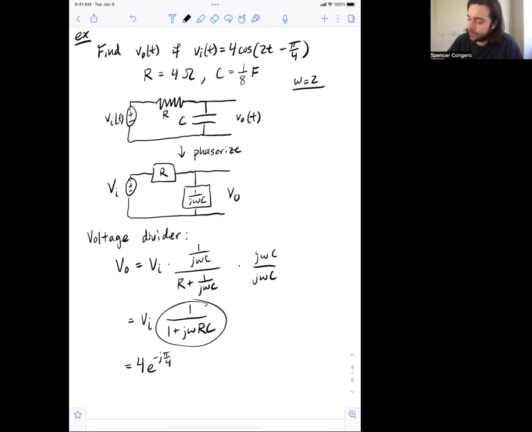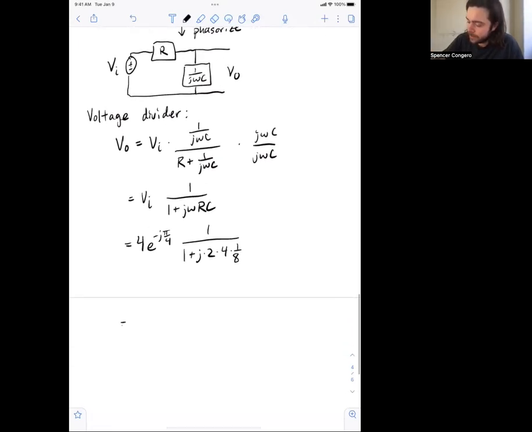And now what do I get for this expression here? Well, I'm going to have 1 over 1 plus j. Okay, and now what's omega? Well, it's 2. You can see where the omega even shows up in this expression. So you really have to realize that we're dealing with omega equals 2 here, times the resistance, which was 4, times the capacitance, which was 1/8. Okay, so I get 4 e to the negative j pi over 4, 1 over 1 plus, that's 8 over 8, so just 1 plus j.